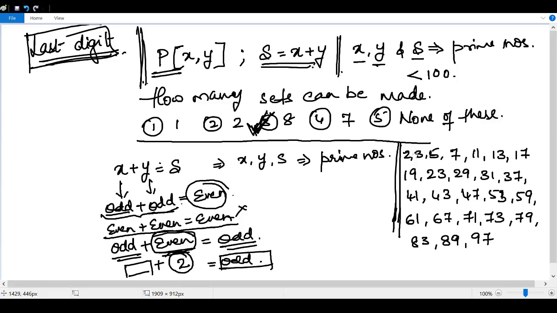So let's look into this. 2 plus 3, 5. 2 plus 5, 7. 2 plus 11, 13. 2 plus 17, 19. 2 plus 29, 31. 2 plus 41, 43. 2 plus 71, 73. 2 plus 59, 61. And that's all. So I have 1, 2, 3, 4, 5, 6, 7 and 8. So I have 8 such pairs.